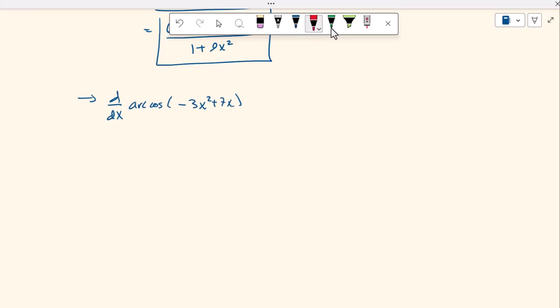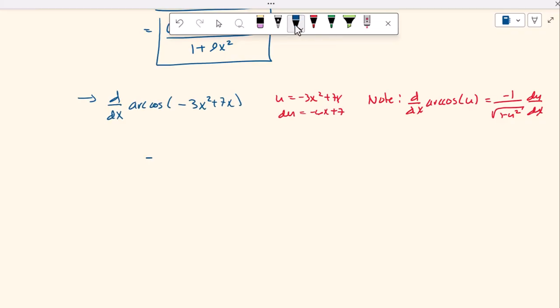Okay, so I'm taking a derivative here, so I'm going to write my form over here just so I can look at it while I'm putting the pieces and parts together. This is the arc cosine of u is equal to negative 1 over the square root of 1 minus u squared du/dx. So here u is negative 3x squared plus 7x, du is negative 6x plus 7. So those are the things that I need to keep in mind.